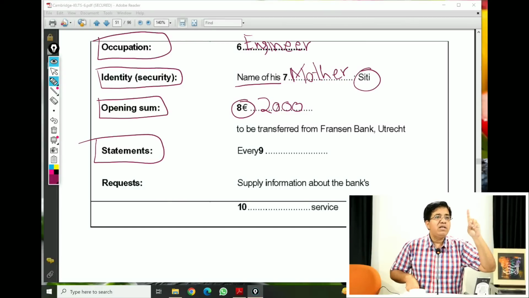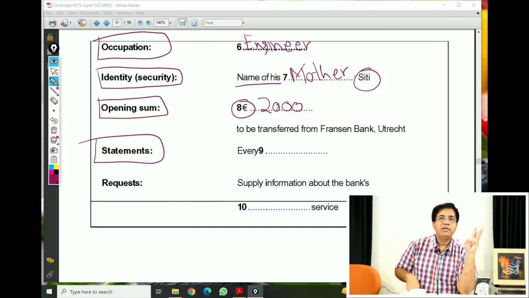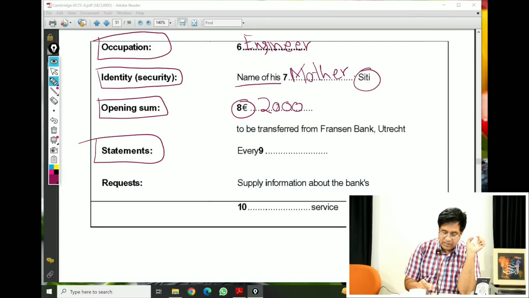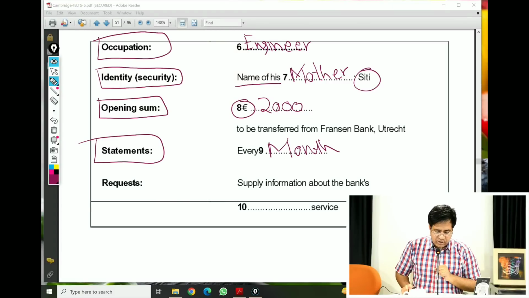Okay, once a month means every month. Now, if you write once a month, what's wrong with it? There are 3 words and the question type is 1 word only. So the correct answer is month. 1 word only, right?